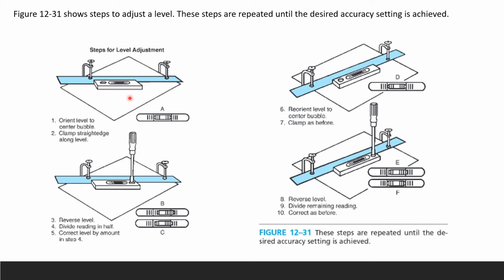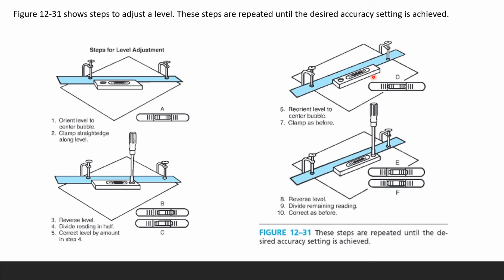So first you're going to orient the level to the center bubble, and then you're going to clamp a straight edge along the level, and then reverse the level, and divide the reading in half. Here is your screwdriver, that's your screw for adjustment. Correct the level by the amount in step 4. That's just dividing the reading in half. So here we're adjusting this little bubble back into the center.